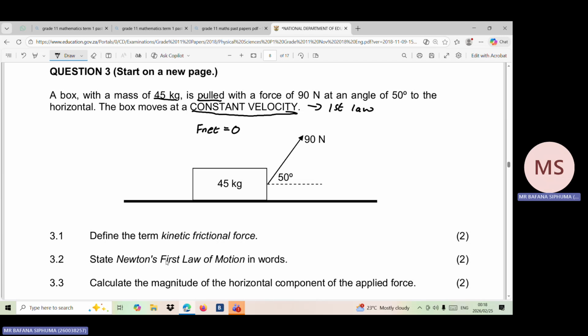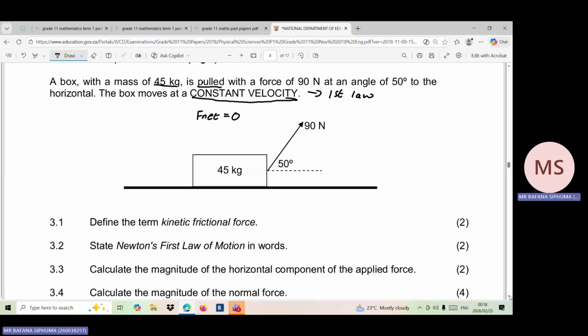Then 3.2 says state Newton's first law of motion in words. I've explained the law, so I'll pass. I want to dive into the calculation first. The first question says, calculate the magnitude of the horizontal component of the applied force.